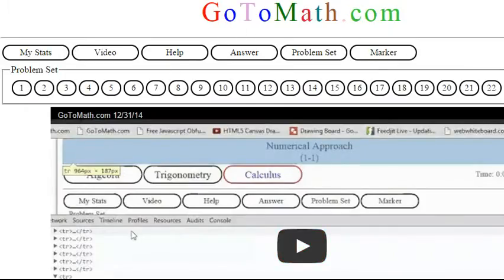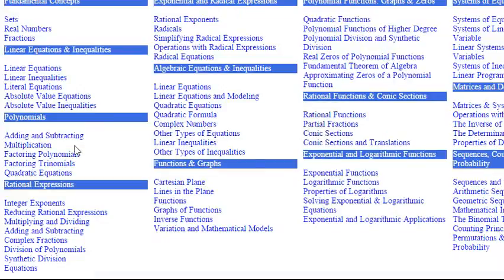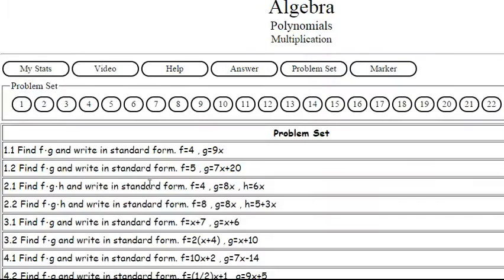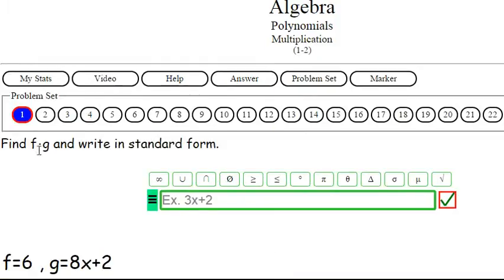Hey, we're going to go to math. Go up to algebra. Let's go down to multiplication. And we're looking at 1.2. Okay, it says find f times g. So that black dot there between f and g means multiplication, if you didn't know. f is 3 and g is equal to 8x plus 2. I'm writing that down.